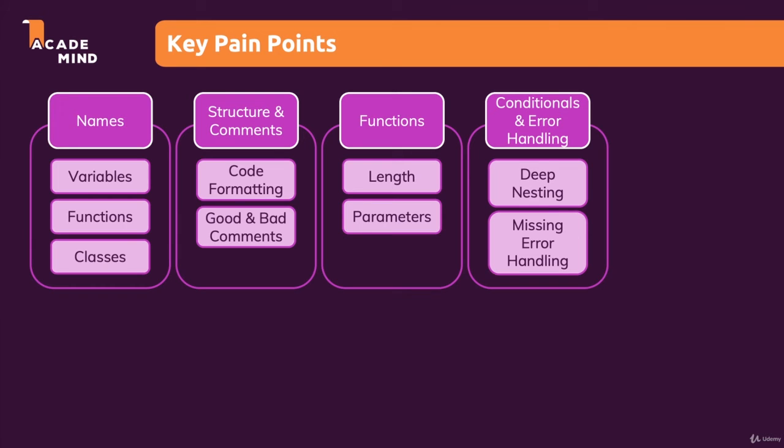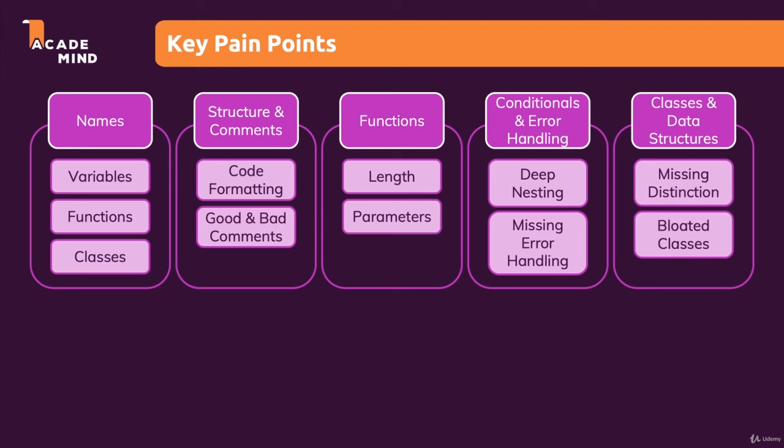Last but not least, working with classes, objects, and data structures. That's another key area where it's easy to mess up code. It's easy to have no distinction, no separation between data structures and real objects, and we will learn what the difference is in this course, of course. And it's also easy to end up with bloated classes which are doing too many things, hence making it difficult for other developers to understand them.